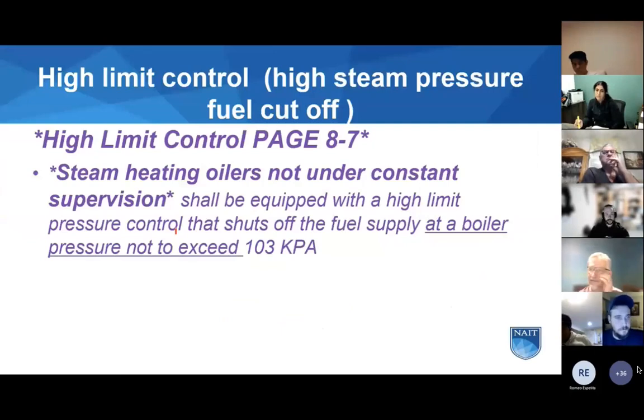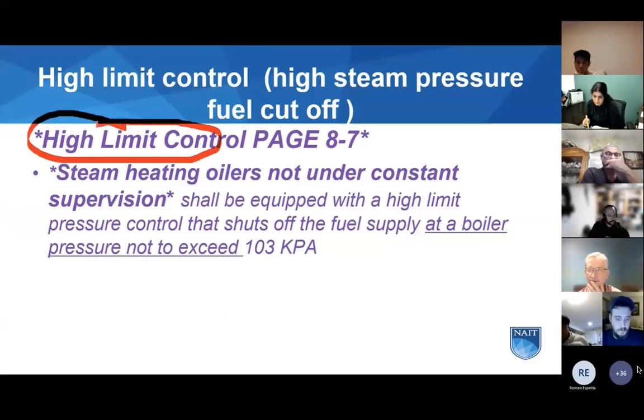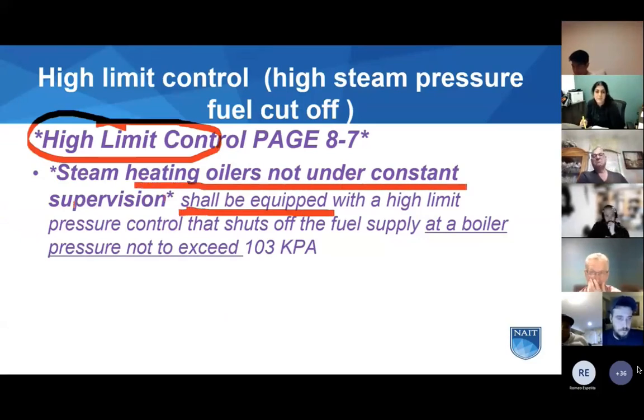A steam heating boiler that is not under constant supervision, so if somebody is not in the boiler room all the time, requires an additional control. That's called a high limit control. It shall be equipped, meaning the code specifies this for steam heating boilers not under constant supervision. I'm just going to write down this slide to fix that typo.